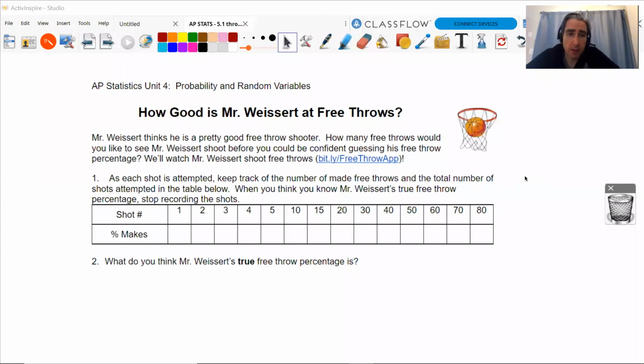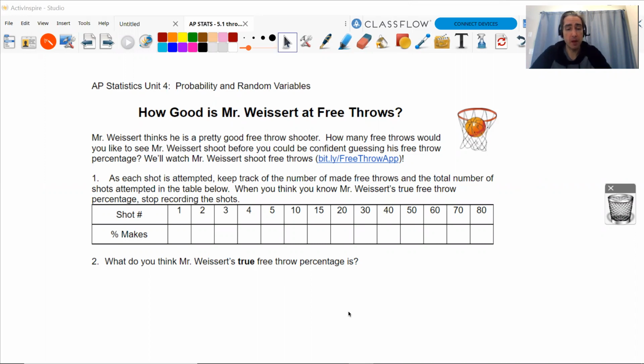Another simulation we did in class was we tried to estimate the likelihood of me making a free throw. And just to clarify, I don't play basketball. I'm terrible at it. So don't take any stock in what these numbers actually mean. But our goal is to use a simulator to figure out and estimate what my true free throw percentage is.